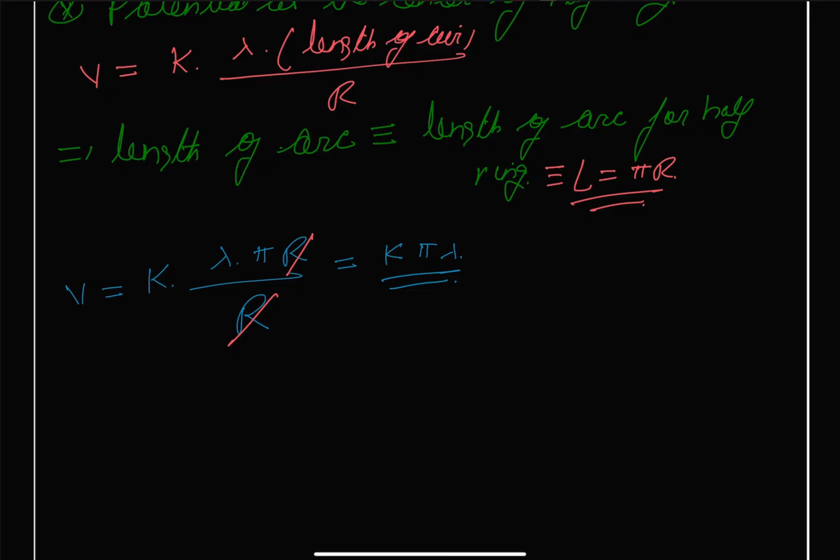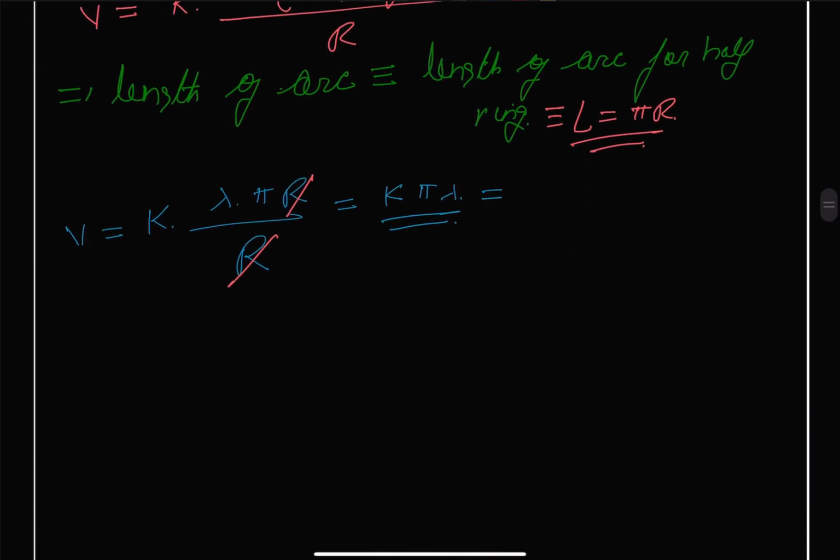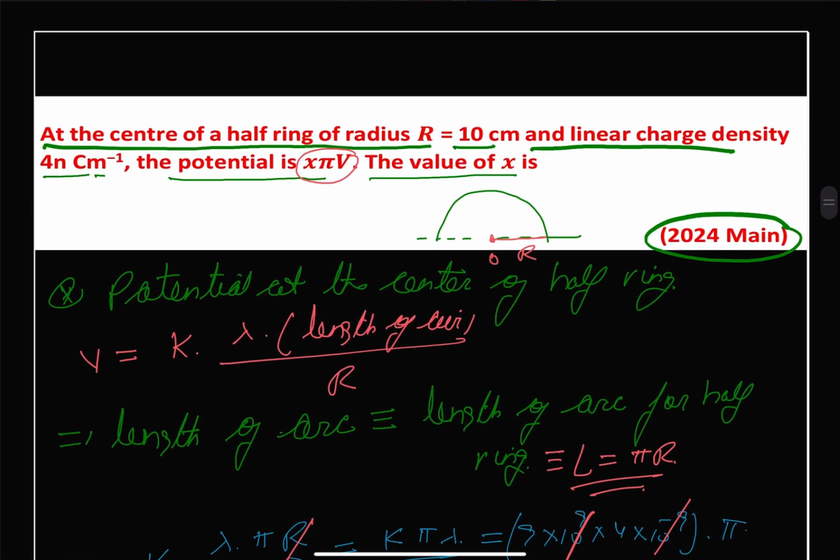So we can say that our charge is 4 nanocoulomb. Okay. So this will be equal to K, which is 9 into 10 to the power 9, and this comes as 4 into 10 to the power minus 9, and multiply by pi. So here 10 to the power 9 and 10 to the power minus 9 cancel out. So we get V is equal to 36 times pi, and this is in volts. But we are given that we are having this as pi times x volts. So therefore we can say that the value of x is equal to 36.